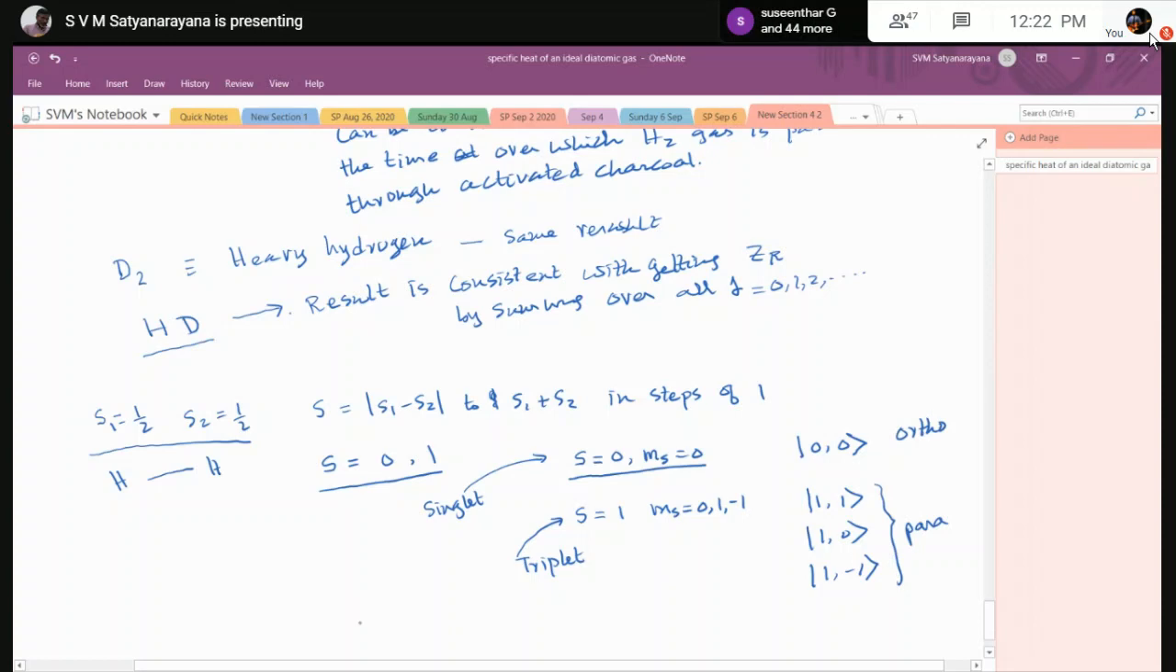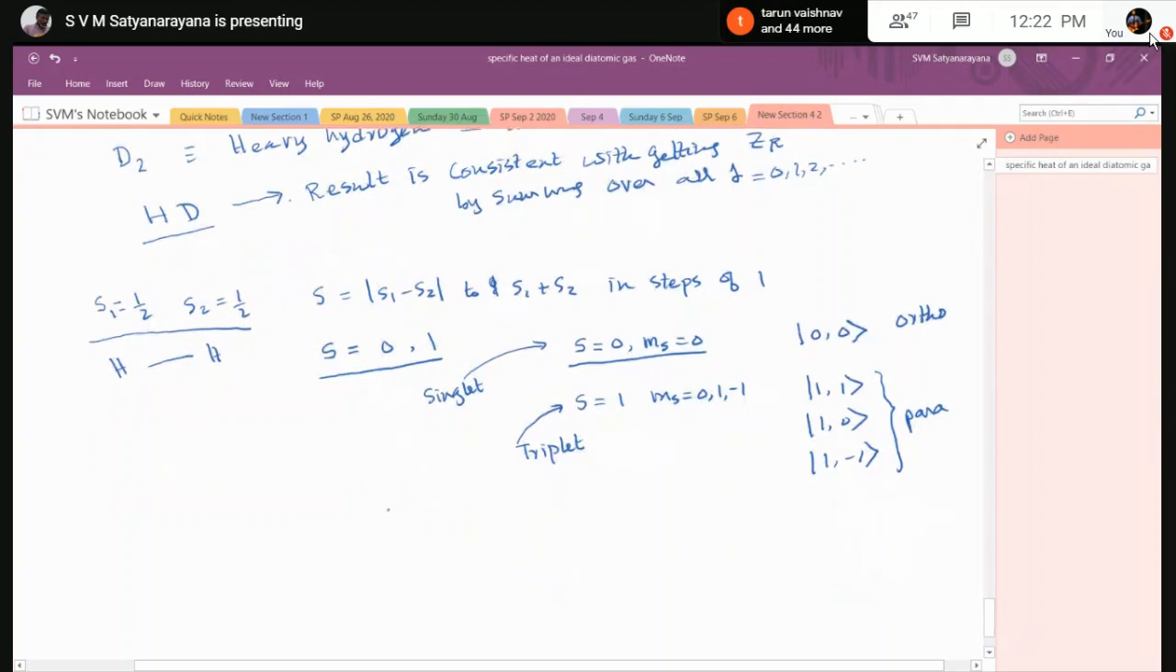But the total state, you know, in quantum mechanics, suppose I call this psi, the total state is equal to some spatial wave function, and then there is some spin state. Now for singlet, this is antisymmetric. So this has to be symmetric. Only then the total wave function will be antisymmetric. Correct. This is for the singlet state.